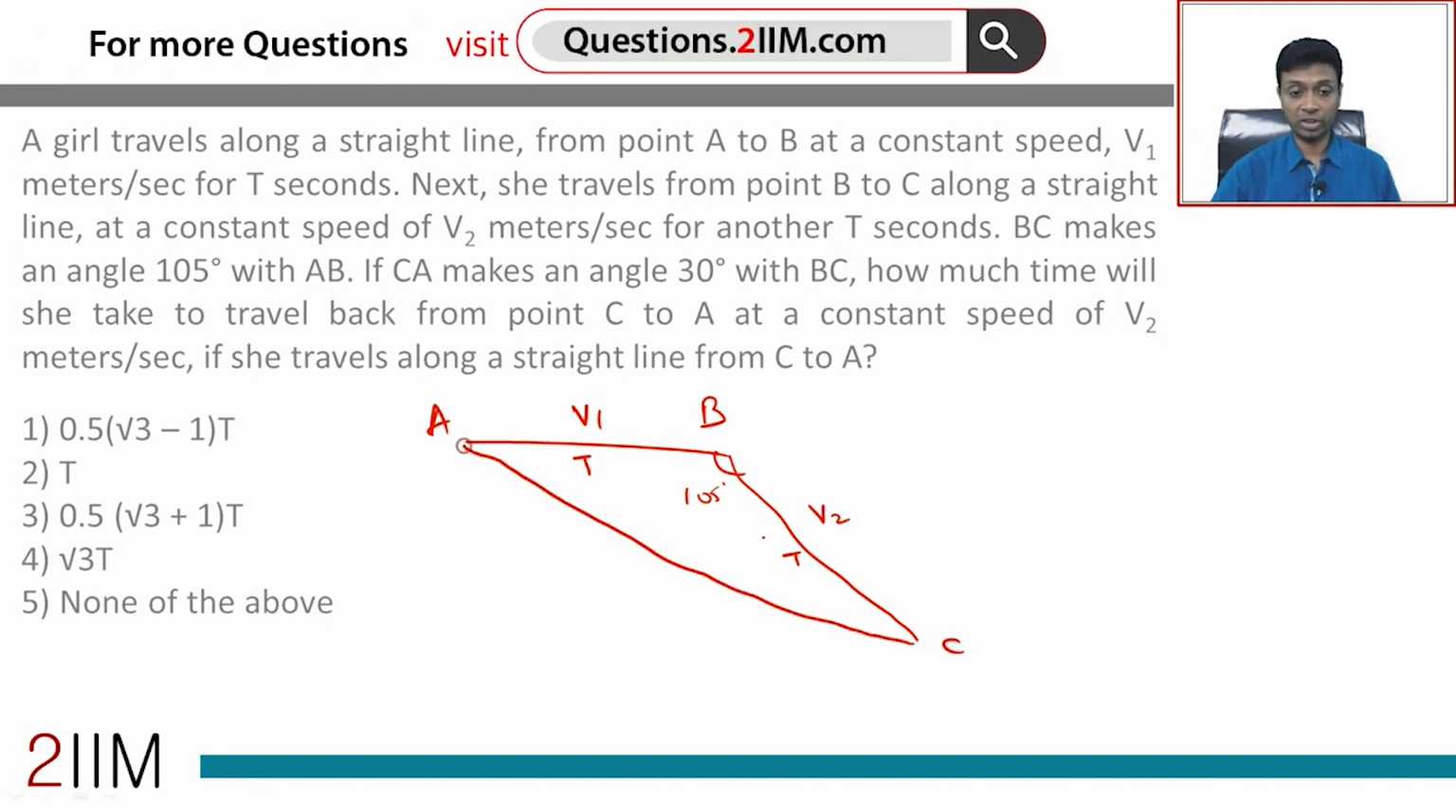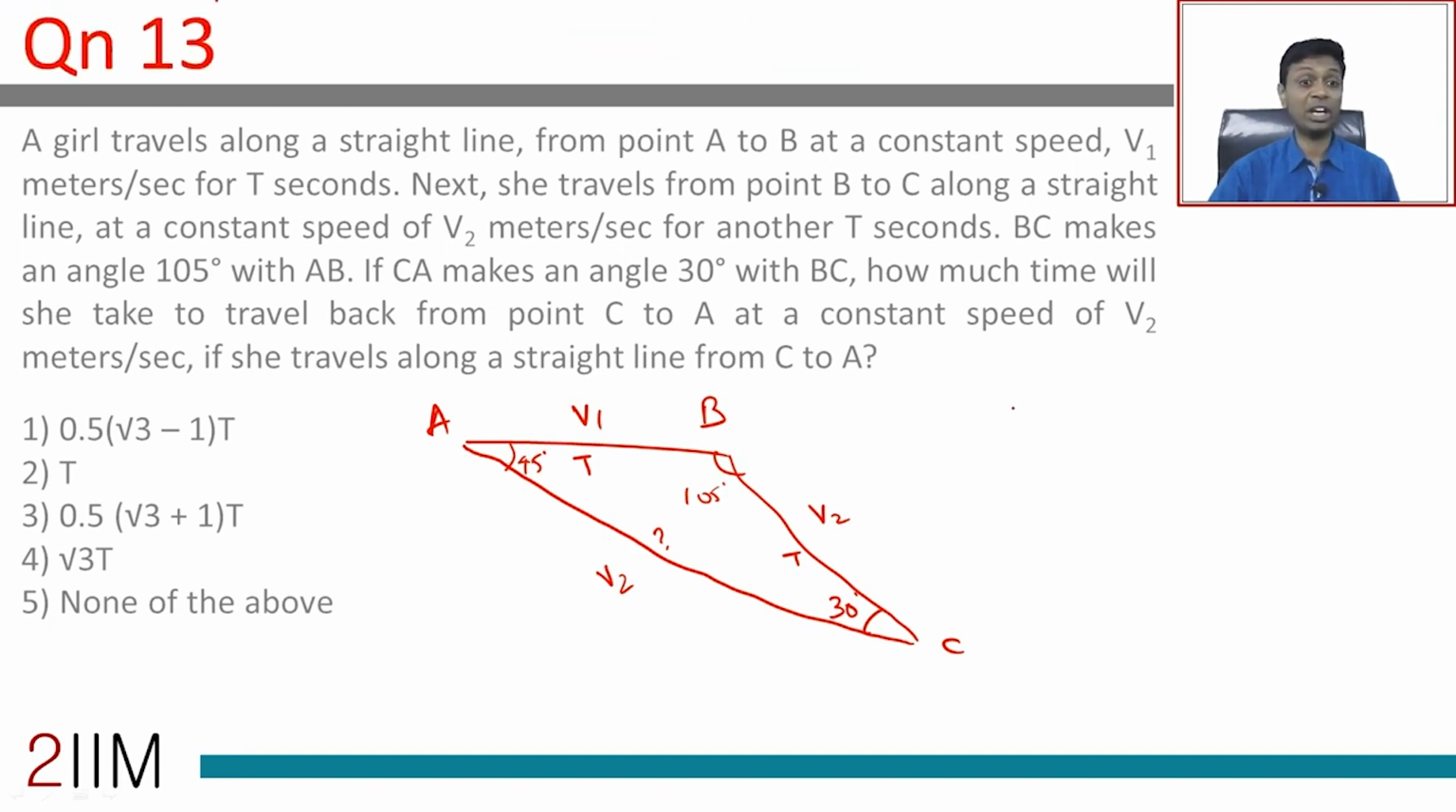See, the straight line does help. So this is 30 degrees. 105 plus 30 is 135. So this one should be 45 degrees. She's traveling at v2. We want the time for which she travels. Wonderful. So we've been given the 3 angles of a triangle. Given 3 angles, the sides have to be in a specific ratio. Once we crack that ratio, we should be through. She's traveling at a speed of v2. And so v2 t seconds, v2 for how many seconds?